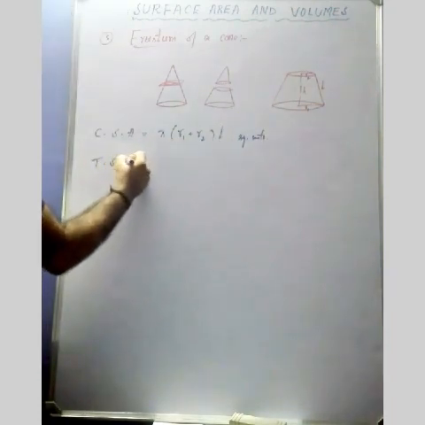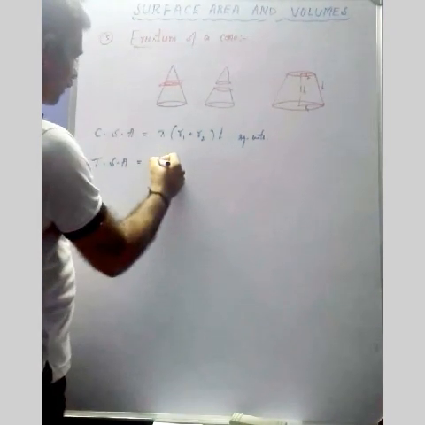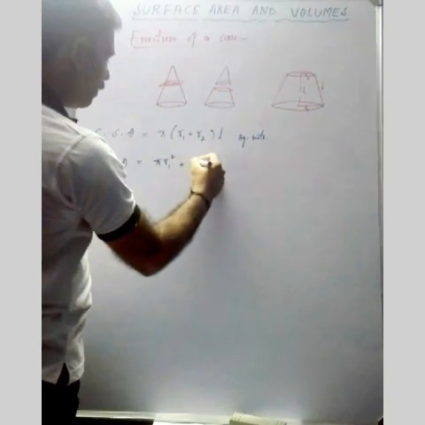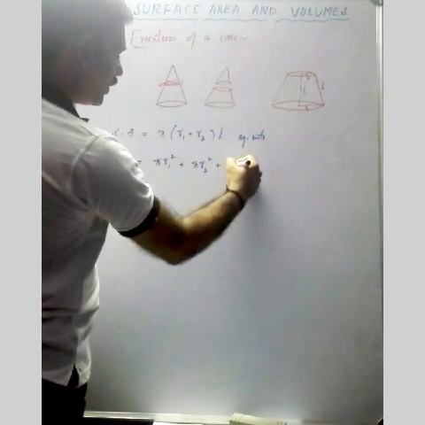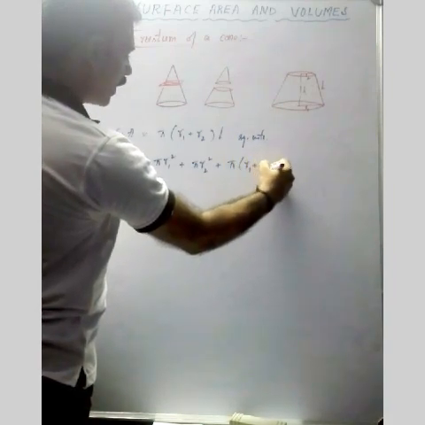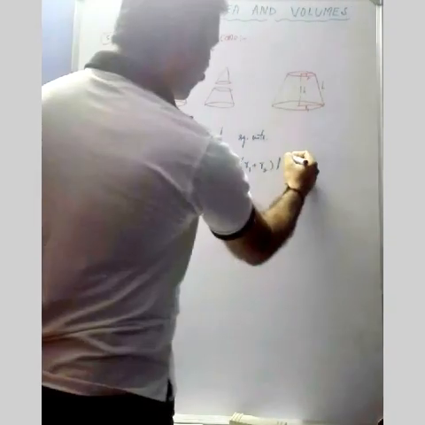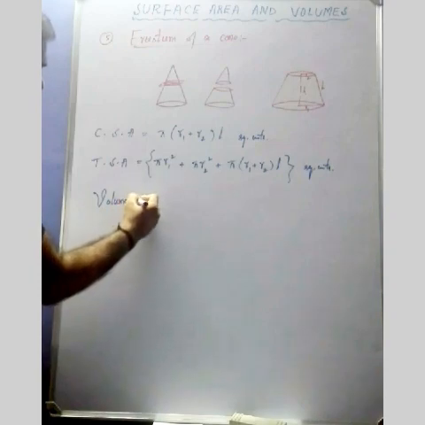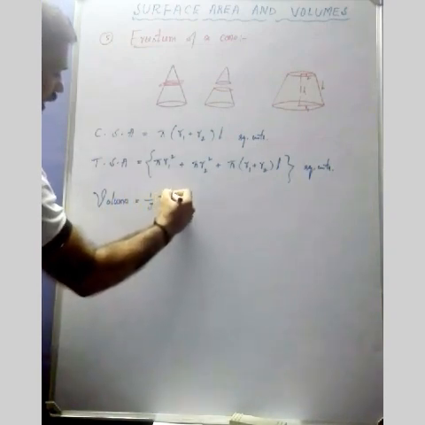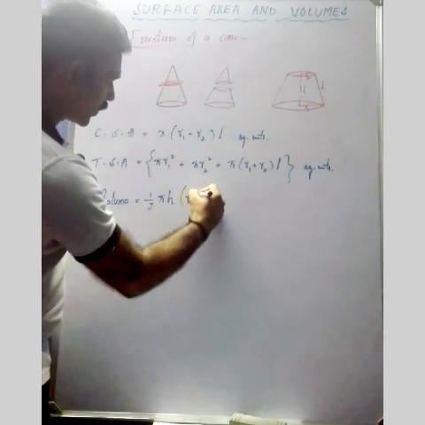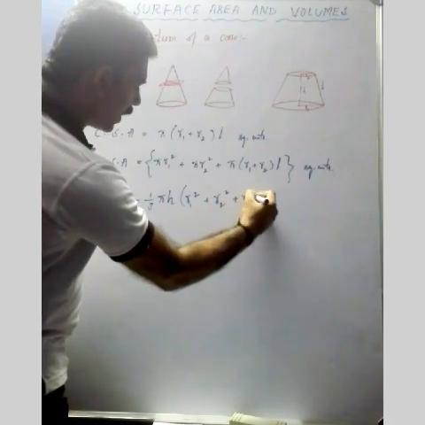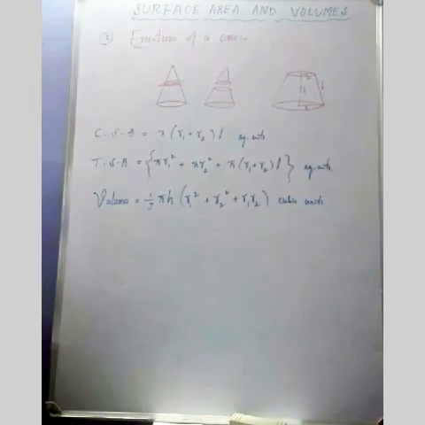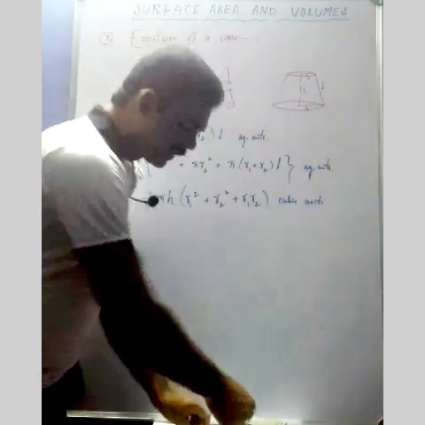Second, total surface area of the frustum equals pi r1 square, area of the bottom end, plus area of the top end, pi r2 square, plus curved surface area of the frustum, pi into r1 plus r2 into l, square units. Now, volume of the frustum equals 1 by 3 pi h into r1 square plus r2 square plus r1 into r2 cubic units. Now, taking the next solid, sphere.